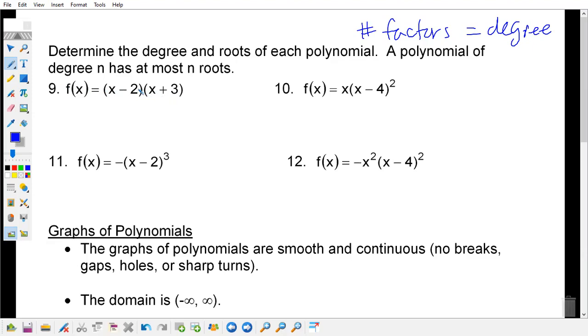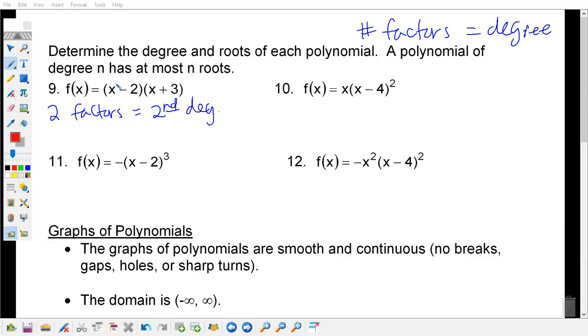Okay, so starting off, right here we have f of x equals x minus 2 times x plus 3. So there's 2 factors, which means that my degree is 2. So we have 2 factors, which means that this is a 2nd degree. Do we get that? Yeah. There are 2 factors. Factors are things that are being multiplied together, right?